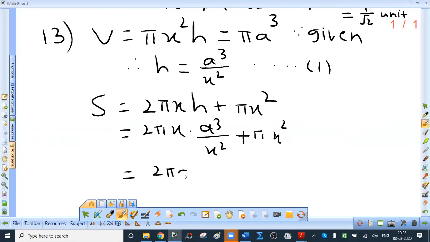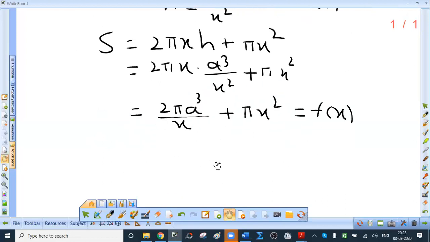Twice pi a cube upon x plus pi x square. Do you agree with me? Now the function which is to be examined should be denoted by f of x. So the problem is now to examine f of x equal to 4 pi a cube upon... so this is 2 pi x. Is this correct? A cube upon x square. Yes. So this will be 2 pi a cube upon x plus pi x square. And you have to examine this function for minima. Now tell me what should be the next step.